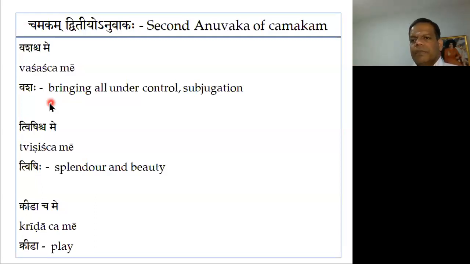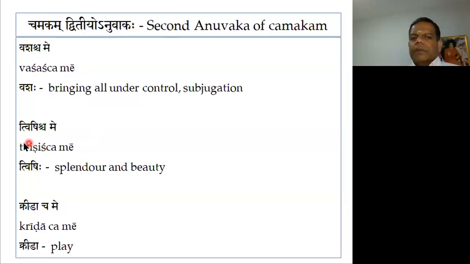That's called Vasha. So if we have that quality, whoever is under our control, subjugated to us, they will listen and do what we say, let that be beneficial. Vashaschame kalpatam. We are asking the Lord.